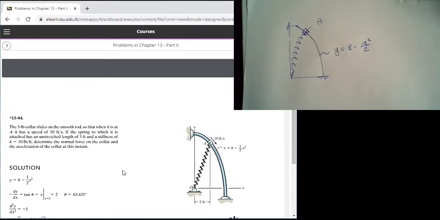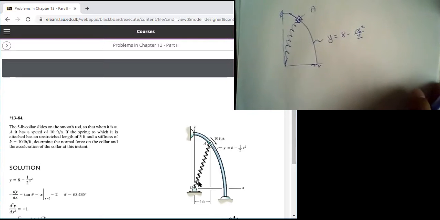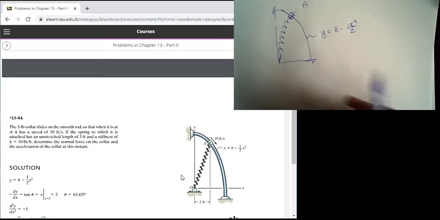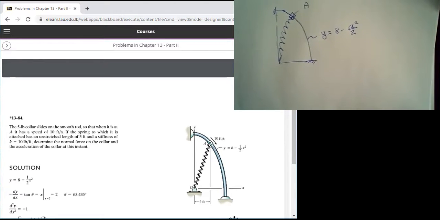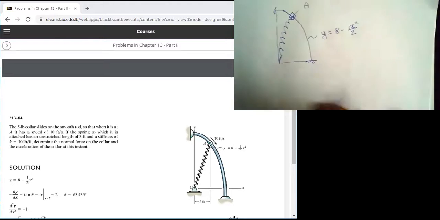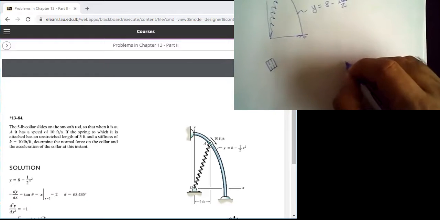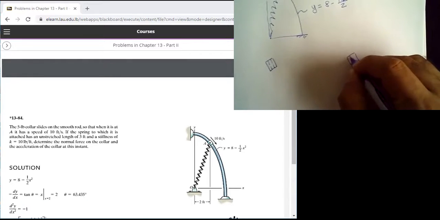So, what is the number one step that you want to do? What is the first step that we have to do here? Free body diagram, exactly. We're gonna do free body diagram. Okay, so this is the collar, right? We're gonna draw two figures for it. So this is one, and then this is the other one.